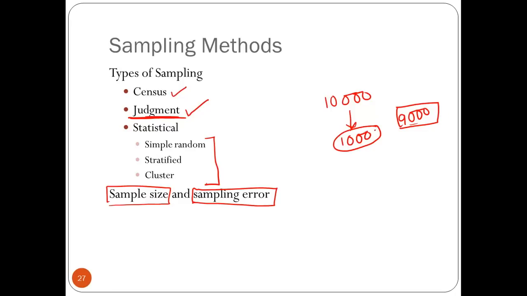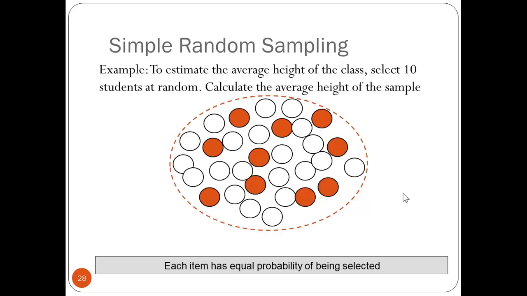We cannot say that just based on 1,000 we will always be right when we talk about the population, because our prediction or estimation could go wrong, as we have 9,000 unknowns. So obviously there will be some sampling error, and a good sampling method will ensure that sampling error is low. One of the most commonly used methods is simple random sampling. One example is given here.